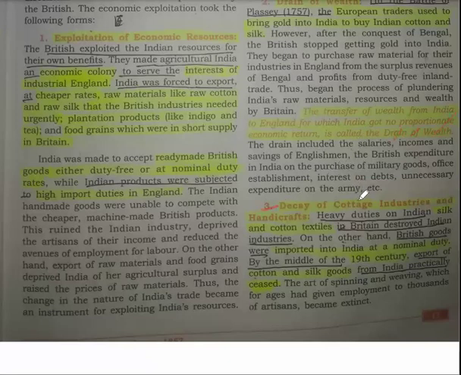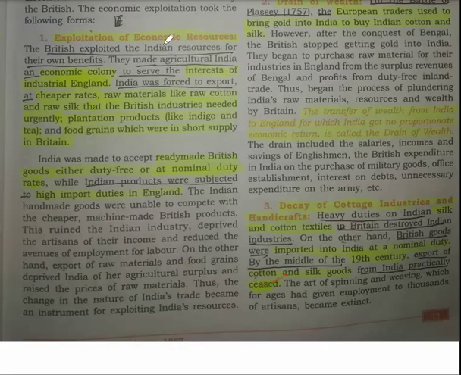Decay of cotton industries and handicrafts. Heavy duties on Indian silk and cotton textiles in Britain destroyed Indian industries. On the other hand, British goods were imported into India at a nominal duty. By the middle of the 19th century, export of cotton and silk goods from India practically ceased.